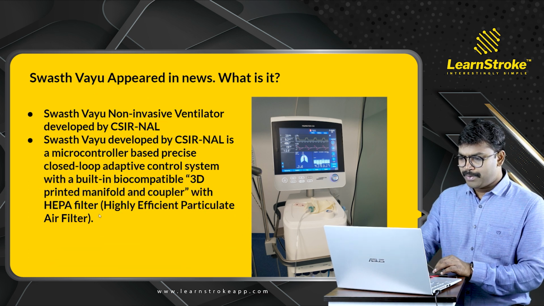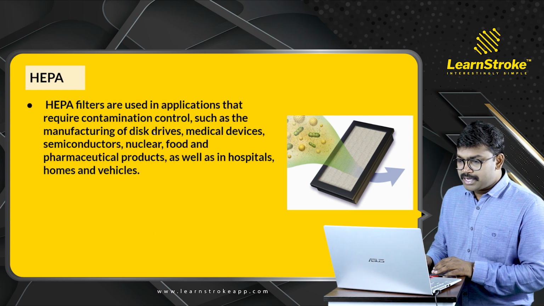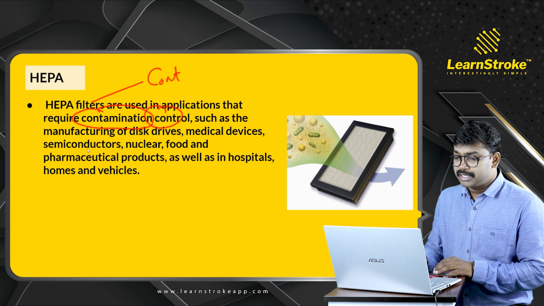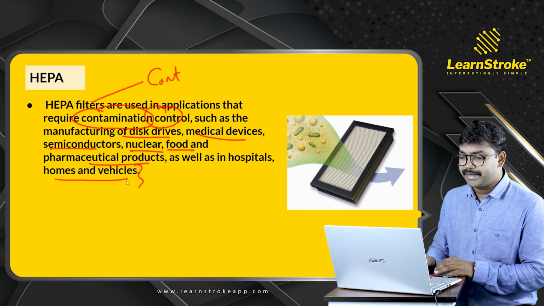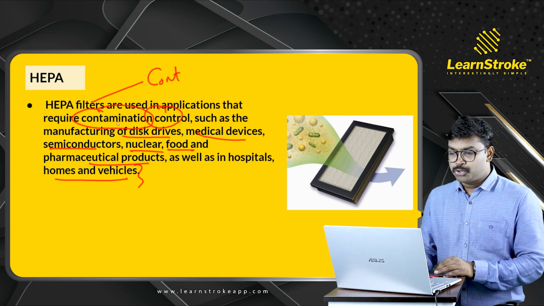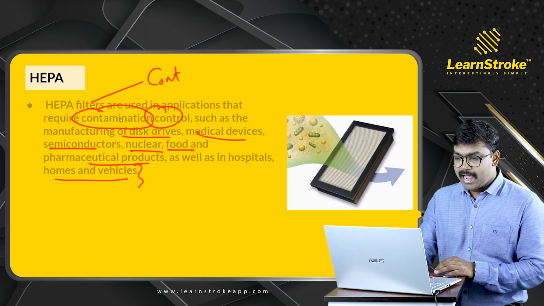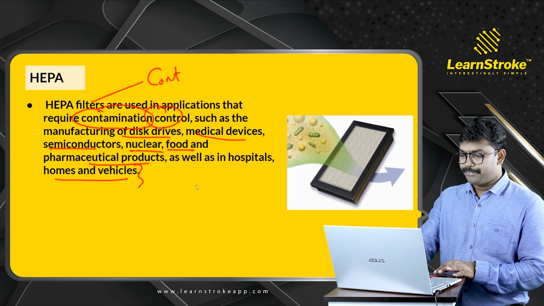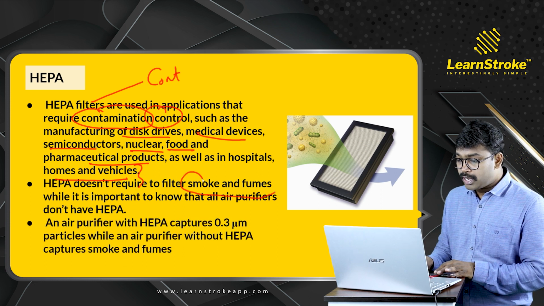Let's take a close look at HEPA. HEPA air filters are used in the applications of contamination control. So the word is contamination control, such as manufacturing of disk drives, medical devices, semiconductors, nuclear, food, pharmaceutical products, as well as hospitals, homes and vehicles. So if you get HEPA, what do you mean by HEPA? You should remember the definition of HEPA that we just marked. HEPA is highly efficient particulate air filter, and it is used in drives, medical devices, nuclear, food, etc. And you should also know HEPA does not require to filter smoke and fumes.